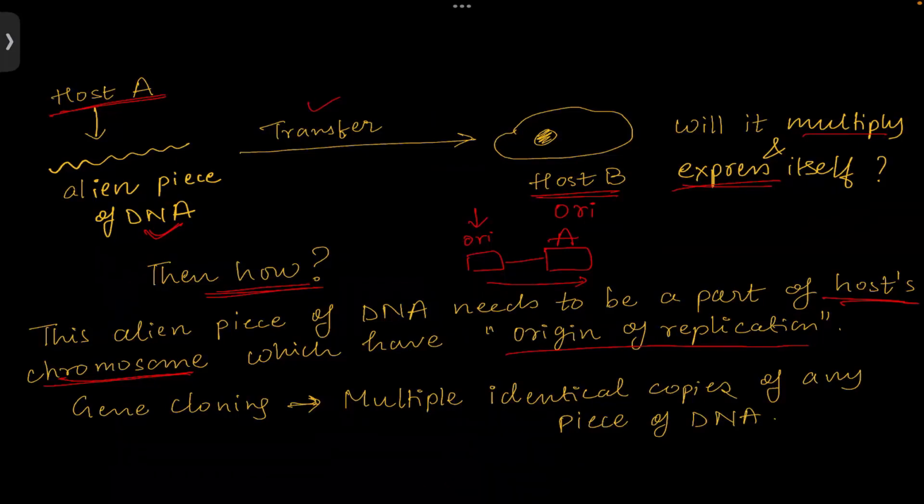So all the daughter cells of host B will have this alien piece of DNA in their chromosomes. So when some promoters are linked with this alien piece of DNA, it will allow transcription and then subsequently translation and then ultimately expression of this particular foreign piece of DNA. So I've already explained what is gene cloning. Gene cloning means creating multiple identical copies of any alien piece of DNA.